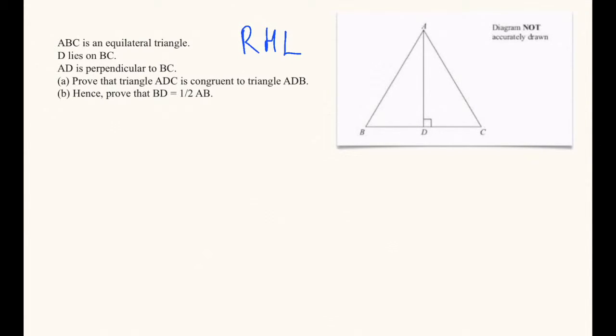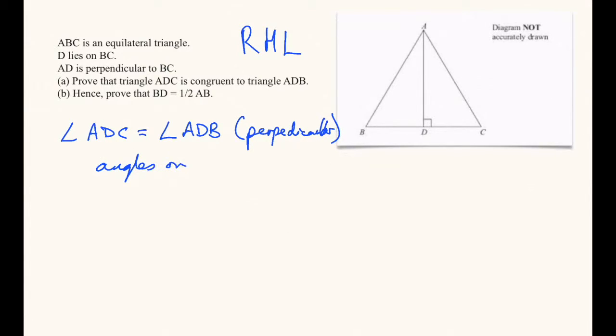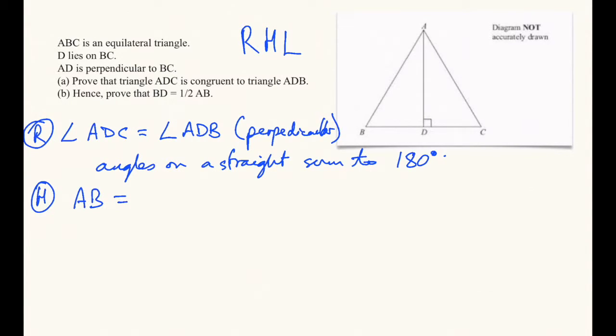So we can say that angle ADC equals angle ADB, and we can say this is because they're perpendicular. And we also know that angles on a straight line sum to 180 degrees. So that's the R. Then we need to show the hypotenuse. We can say that AB equals AC, equilateral triangle. So we can see that these are equal because it's an equilateral triangle.